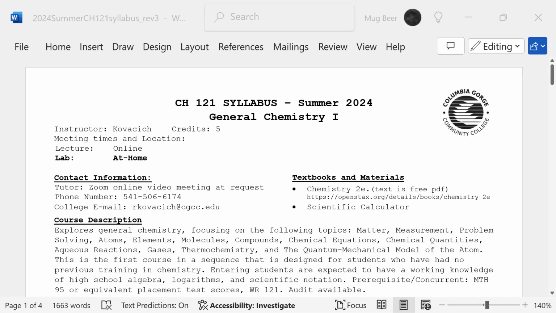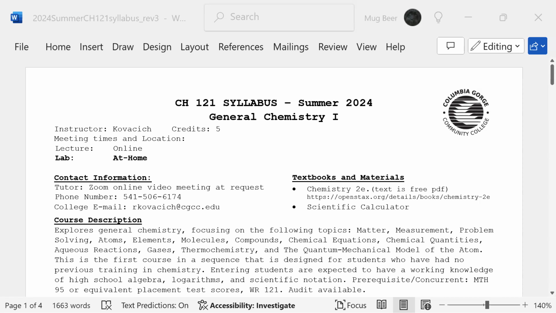This is the walkthrough of our syllabus. This is Chemistry 121, summer 2024, online. Your labs are going to be at home. You need to pick up a kit on campus that first week of the term. There's some Zoom tutoring that I have available. You just let me know and then I'll be around.